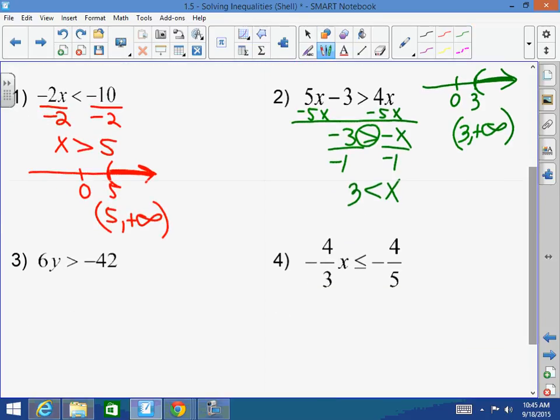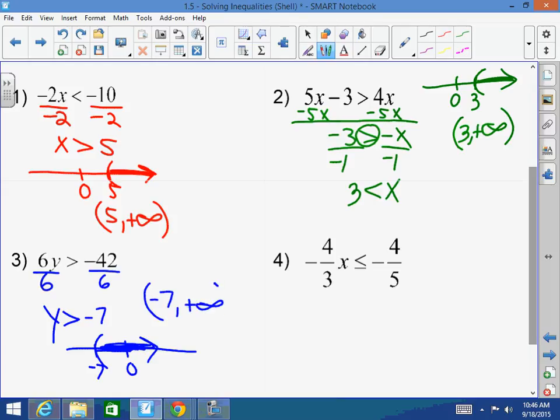Number 3. How do I solve for y here, gentlemen? Divide by 6. Excellent. Do I flip the inequality? Very good, because I did not divide by a negative. So this is y is greater than -7. Here's my 0. Here's my -7. It's greater than, so parentheses to the right. And interval notation, -7 to positive infinity.